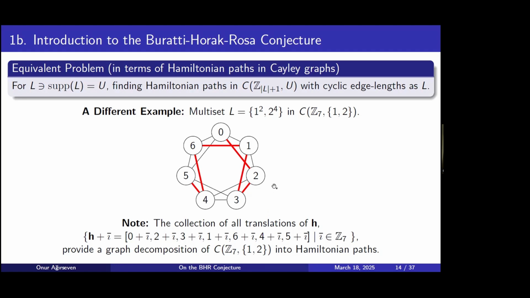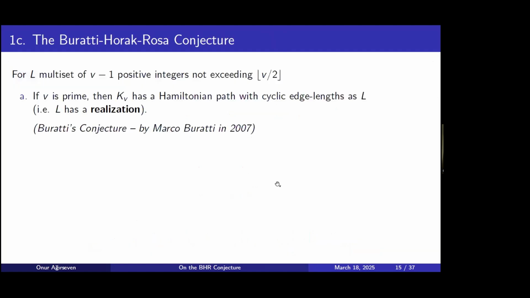All right, these are all the different equivalent ways of thinking about the problem. Now let's formally describe the problem. Marco Buratti came up with the conjecture in 2007.